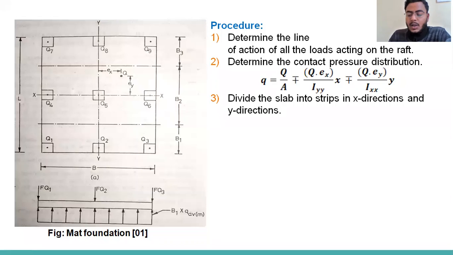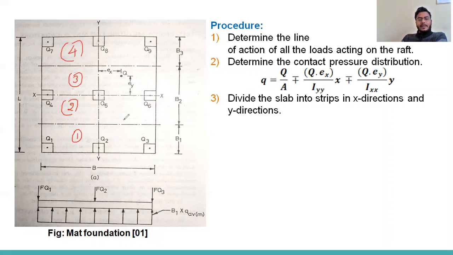Now we will divide the whole raft into a number of strips or bands in the x direction and y direction. You can see in the figure, we have divided it into a number of strips. So this is 1, this is 2, 3, 4 strips in the y direction. Now we can work on strip 1. Its dimension is B1 into B, and three loads are acting, Q1, Q2, Q3.